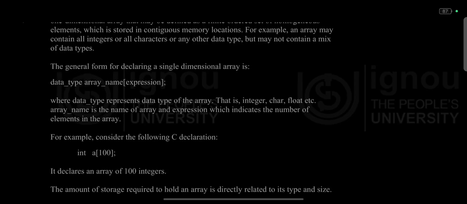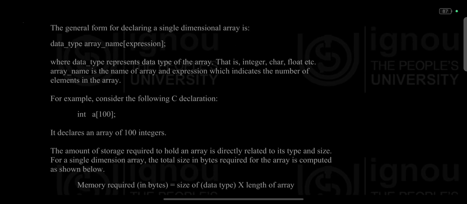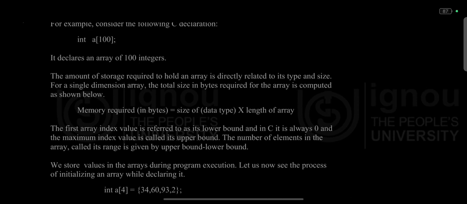The general form for declaring a single dimensional array is data_type array_name[expression], where data_type represents data type of the array, that is integer, char, float, etc. Array_name is the name of array and expression indicates the number of elements in the array. For example, consider the following C declaration. int a[100]; It declares an array of 100 integers.